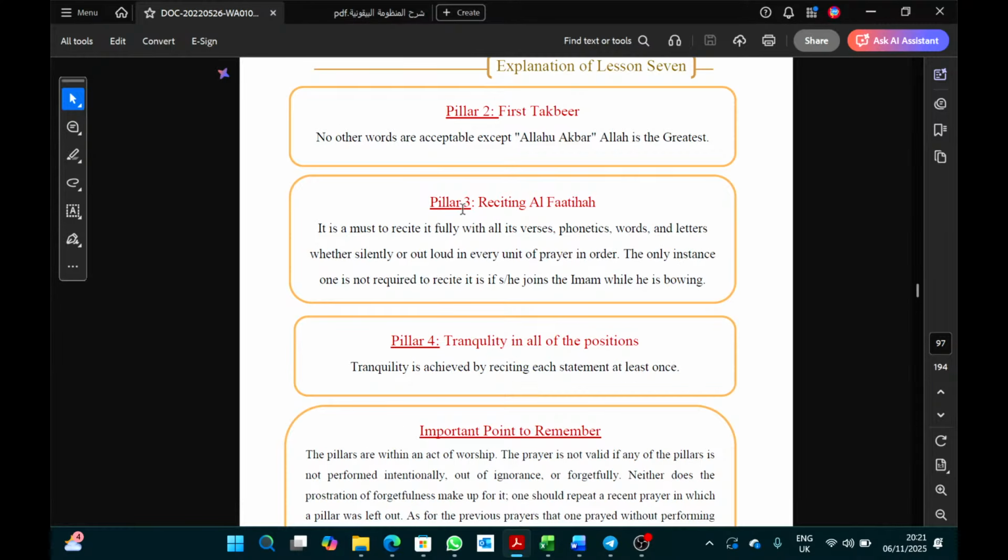Okay. Pillar number two, first takbir. What we mean by takbir is saying Allahu Akbar. That's the takbir. So that's the pillar. It's called takbiratul ihram. All the other takbirat have different names, right? The first takbir, the first time you say Allahu Akbar, is known as takbiratu al-ihram.